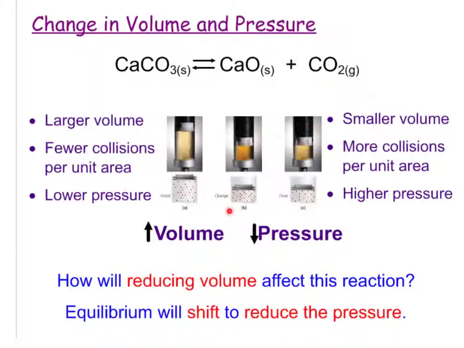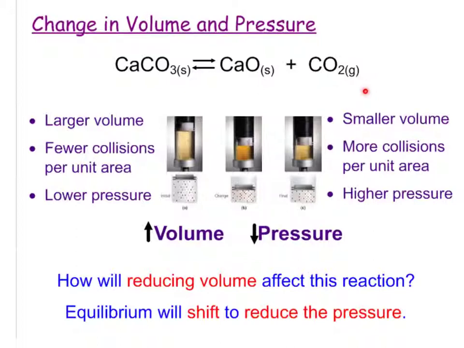These two are always inversely proportional to one another. When we have larger volume, we have fewer collisions per unit area and a lower pressure. When we have a smaller volume, we have more collisions per unit area and a higher pressure. So how will reducing the volume affect this given reaction?